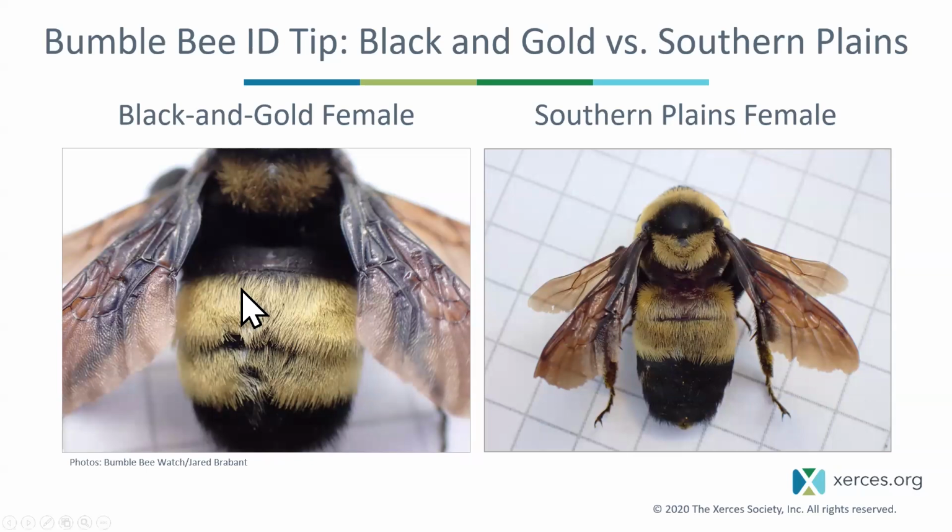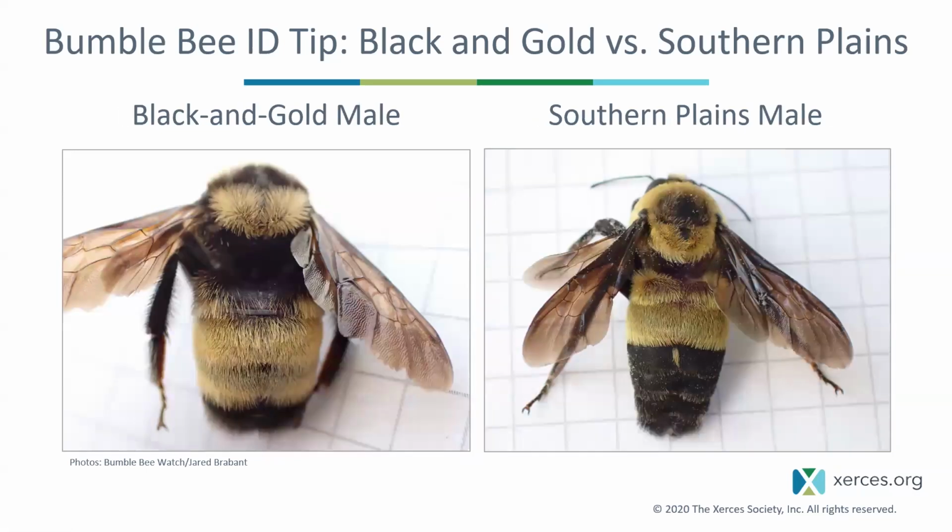So when you're differentiating these two species, what you really want to look out for is the hair color patterning on T1, T2, and T3. For black and gold, they'll have black on T1, yellow on T2, and yellow on T3. Whereas the Southern Plains females will have yellow on T1, yellow on T2, and then black the rest of the way down. And then also you are going to be wanting to look for the general shape of the abdomen. The Southern Plains bumblebees have that flattish looking abdomen that's so distinct.